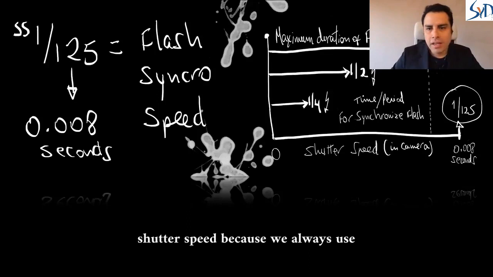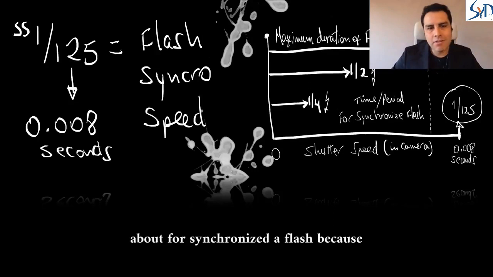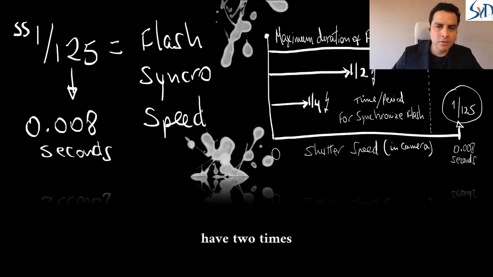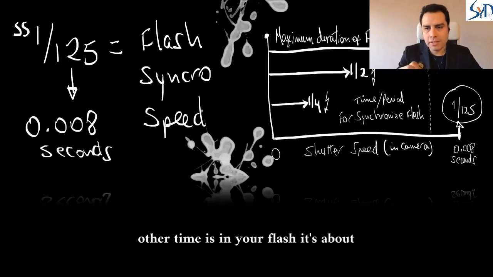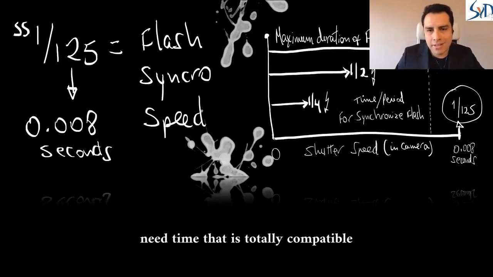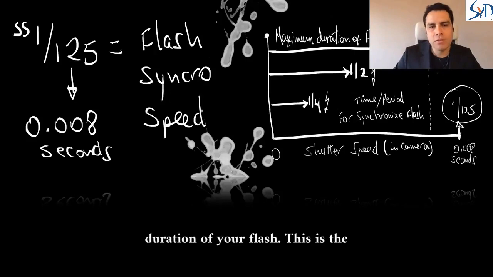Because we always use a flash, we need to understand a concept called the flash synchro speed, or flash sync speed. This is about synchronizing a flash, because when you shoot a camera with a flash, you have two times. One time is in your camera body and the other is in your flash. It's about the duration of the flash. So you need a time that is totally compatible with the duration of your flash.